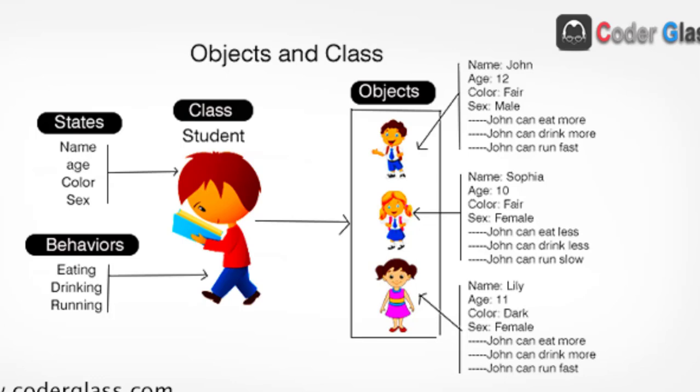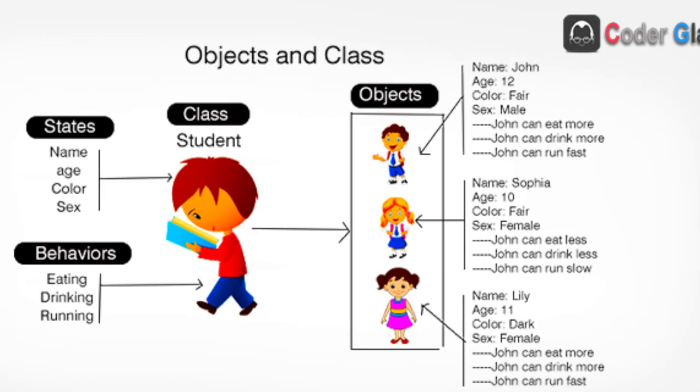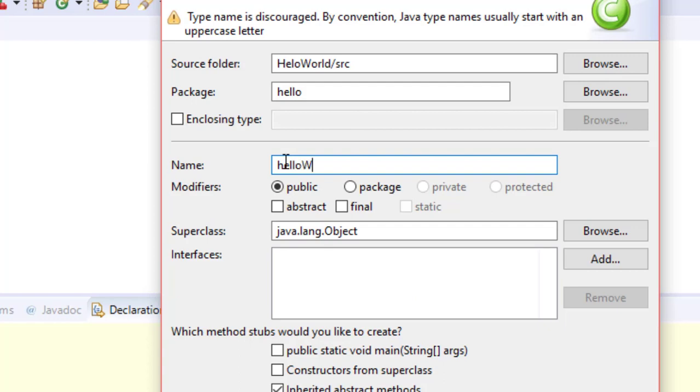But now, when we begin to populate the actual characteristics of the student, the actual behavior or the actions a student can take, then that student becomes an object. Although those are concepts that we are going to be learning about. So we specify the class name. So in this given case, I will say hello world.